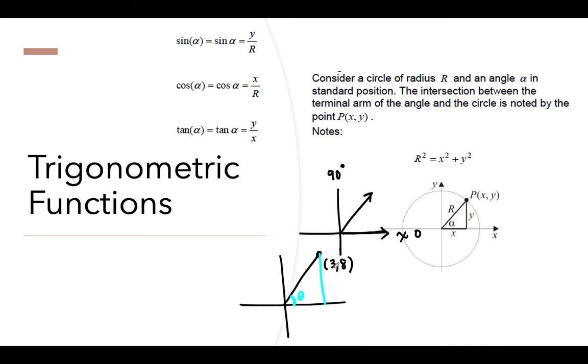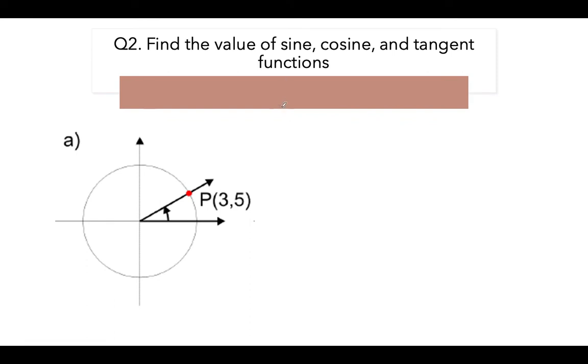And then 3 represents the x value, so this length is 3. 8 represents the y value. And to find the radius, well, you have to use the Pythagorean theorem. And from there, you'll be able to find the sine, cosine, and tangent ratios. Find the value of the sine, cosine, and tangent functions.